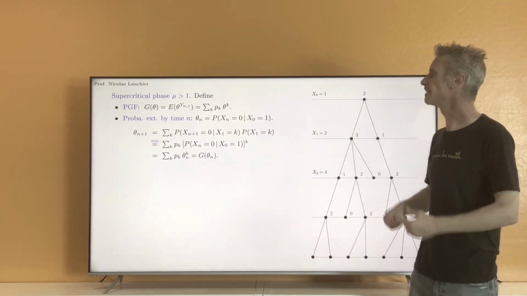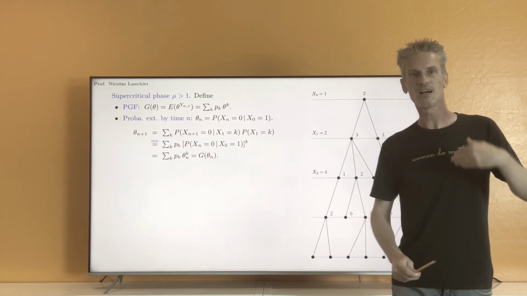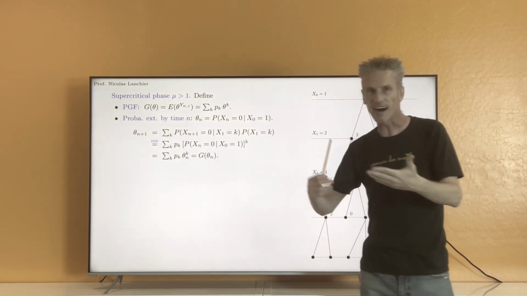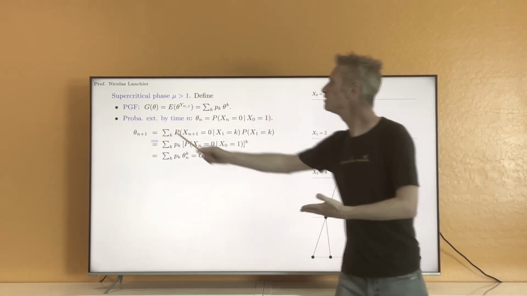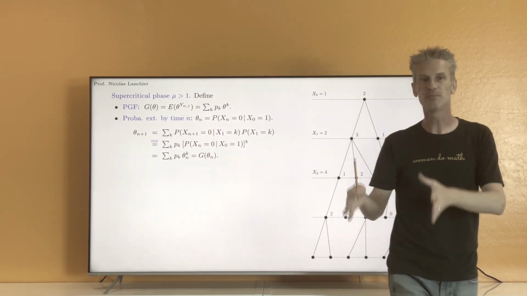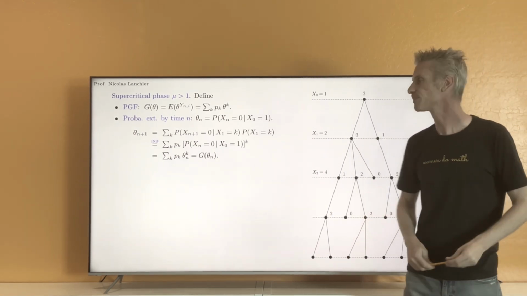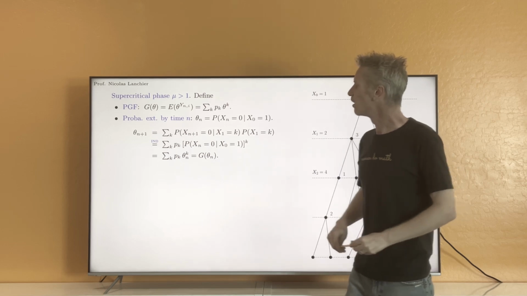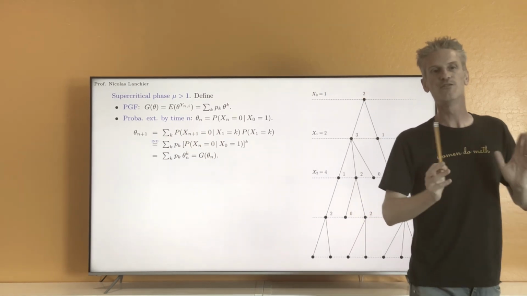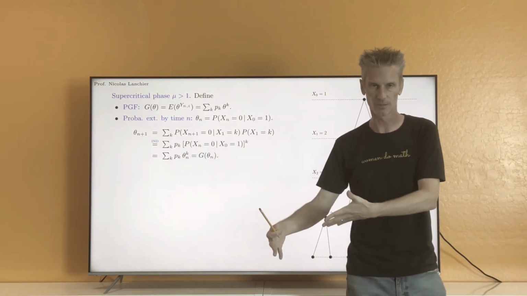All right? So that tells you that this sequence of probabilities can in fact be defined recursively using this function g. The probability at time n plus 1 is equal to g of the probability at time n. Okay, so now, next step, we have here the probability of extinction by time n. This relates to the probability of extinction at some time in general.